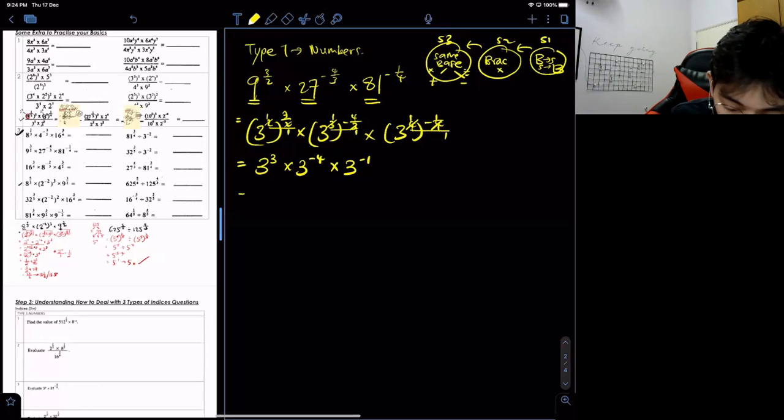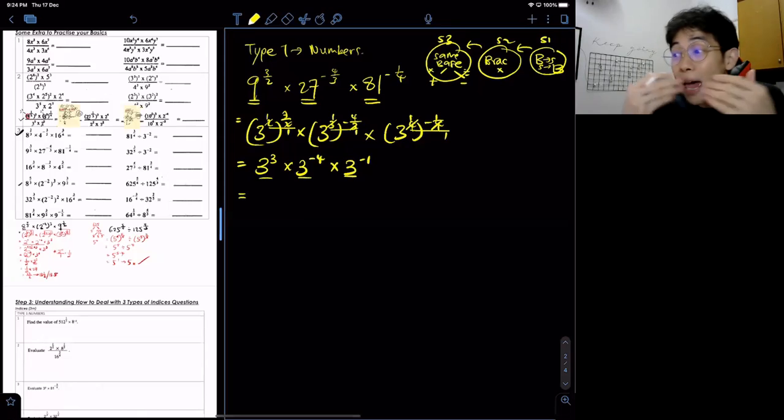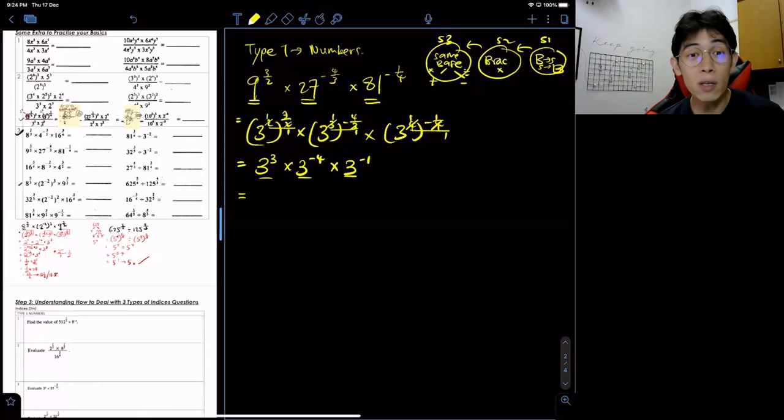Okay. So in the end, same base. Can you see the ultimate goal? The reason why you change all the 27, the 9, 81 into small base. Why are you doing that? Why are you changing them into number 3? The reason being, after you change it, it becomes what?